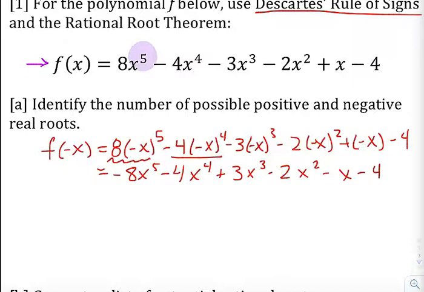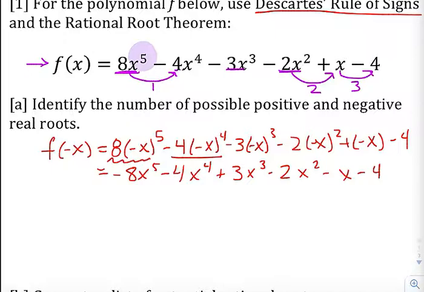To put that in action, we'll notice that the first term starts out as a positive coefficient, and then we switch to a negative coefficient. So that's going to be 1 sign change. Going from the second term to the third term, it stays negative, so there's no sign change there. To the next term, also negative, no sign change there. But we're going to jump to a positive x, so that's our second sign change. And then from positive x to negative 4, that's a third sign change.